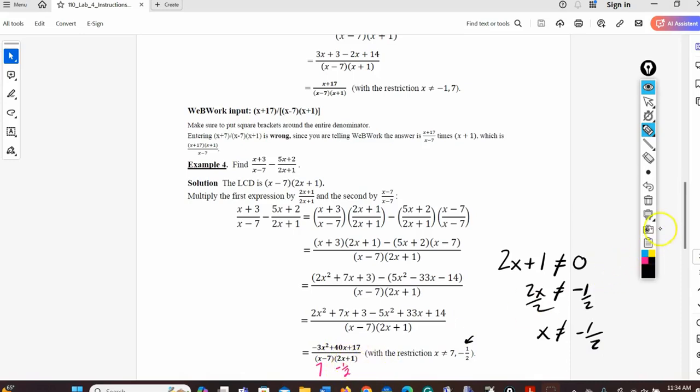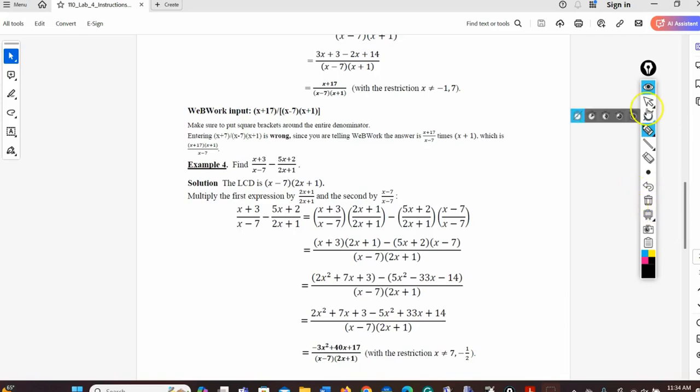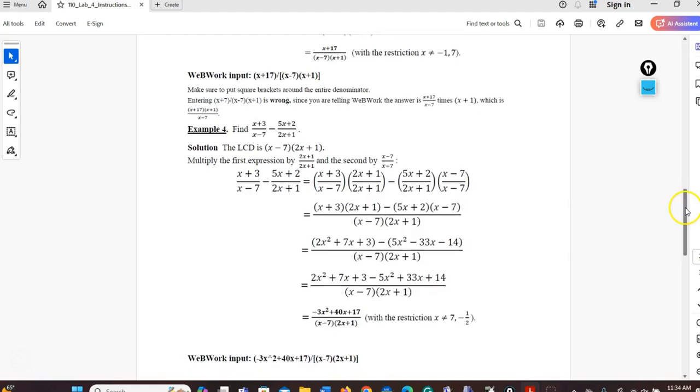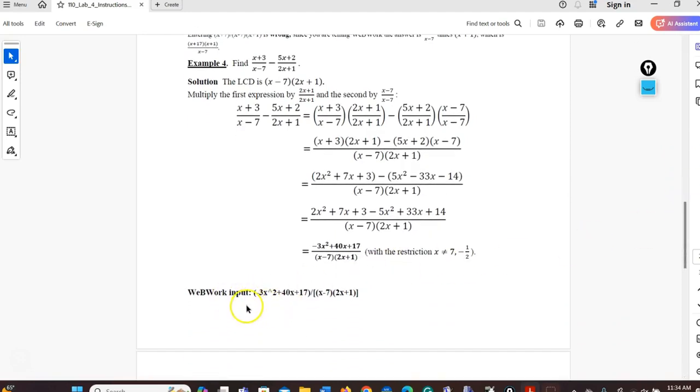Okay, and again, you're going to have to put grouping symbols around the entire numerator and the entire denominator. Since there's not any parentheses, you can get away with just putting parentheses around the numerator. But we have 2 sets of parentheses in the denominator. You have to put square brackets around there. That's what your web work input will be.